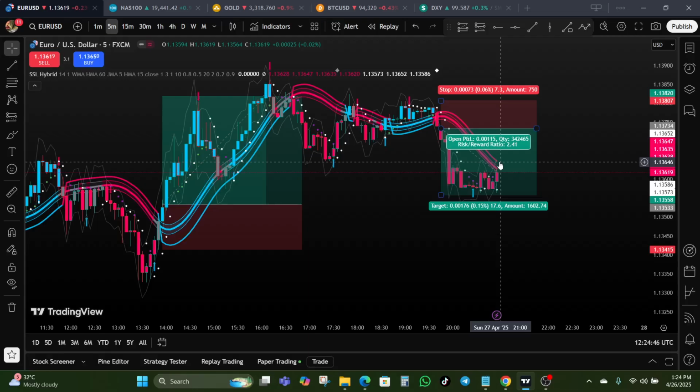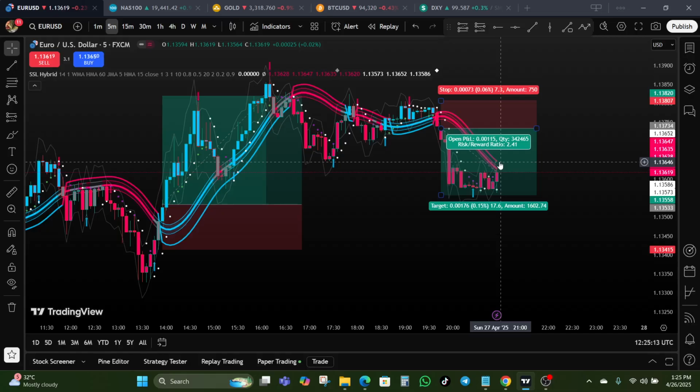In fast moving markets like Forex, crypto, or even stocks, you don't want to be caught guessing when to get in or get out of your trades. So using the SSL hybrid helps you stick to the trend and avoid emotional decisions. It's perfect for scalping, day trading, or even swing trading if you adjust the settings properly.